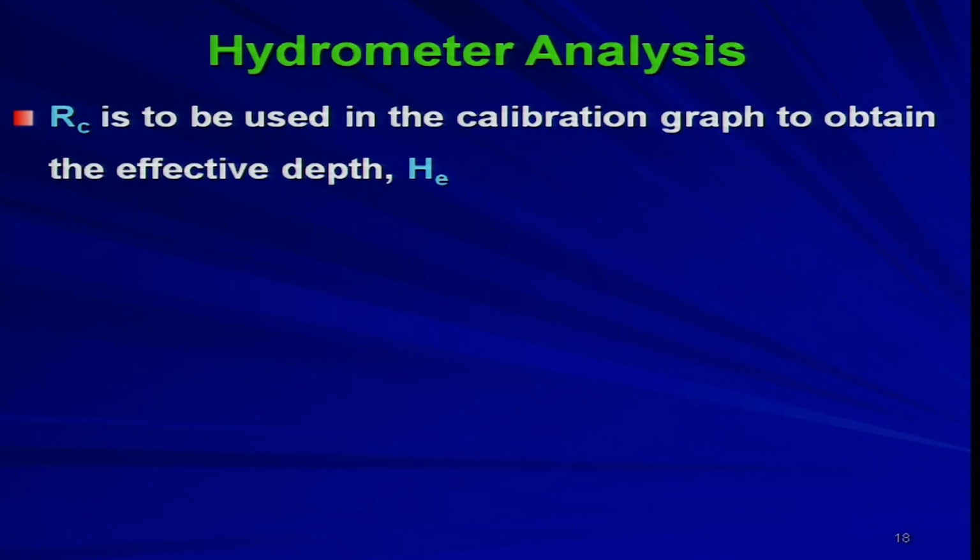RC is to be used in the calibration graph to obtain the effective depth HE. So, what you do is immerse the hydrometer and observe the hydrometer reading. First you observe RH, then you correct it to obtain RC, and once you get RC, you go to your calibration plot and obtain HE.